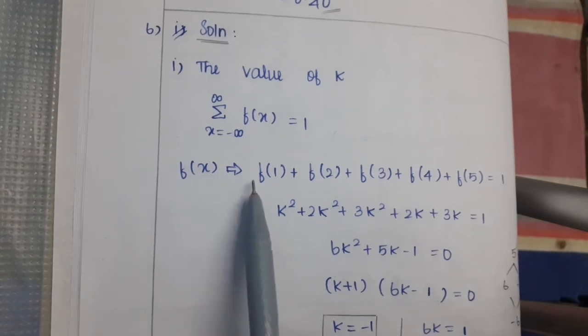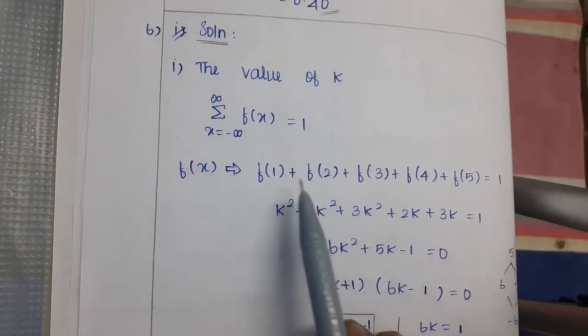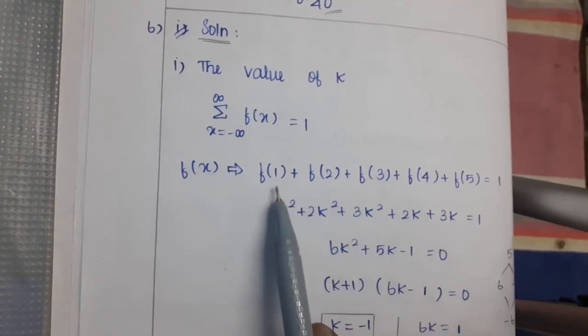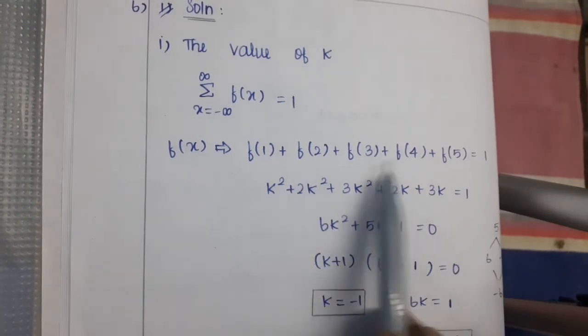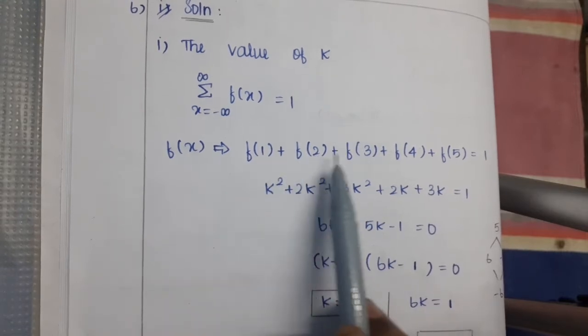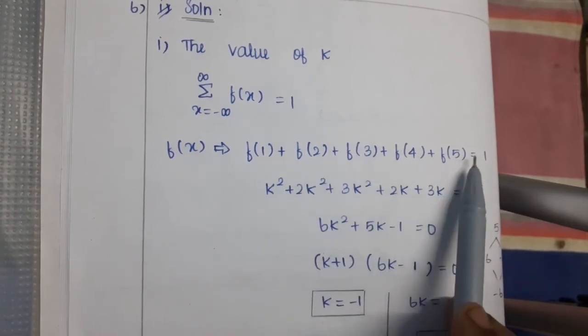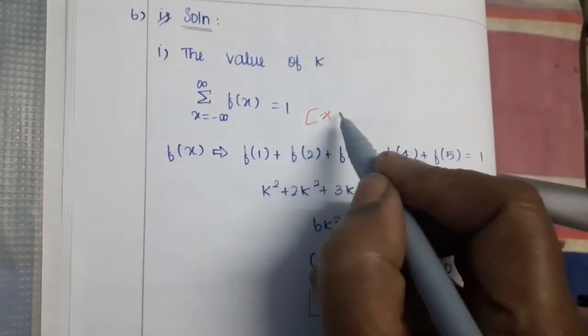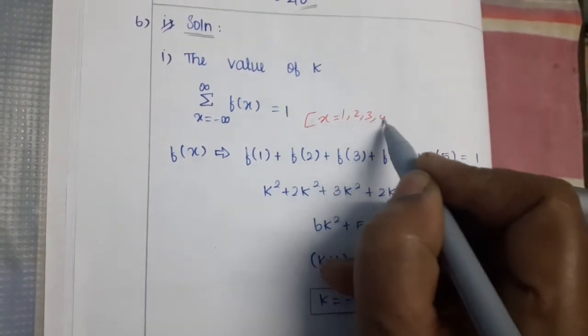Therefore f of x is nothing but what? What are the values given? Five values are given: f of 1, f of 2, f of 3, f of 4, f of 5. See the tabular column from the question, refer to the question from the book. The addition is nothing but 1, because x takes the values x is equal to 1, 2, 3, 4, 5.